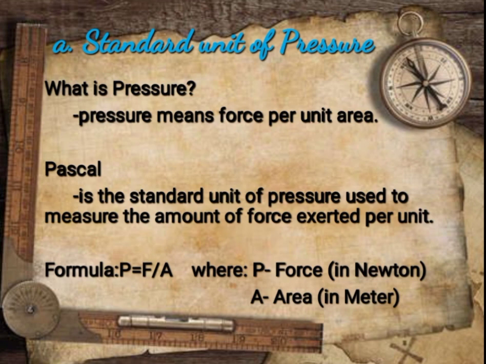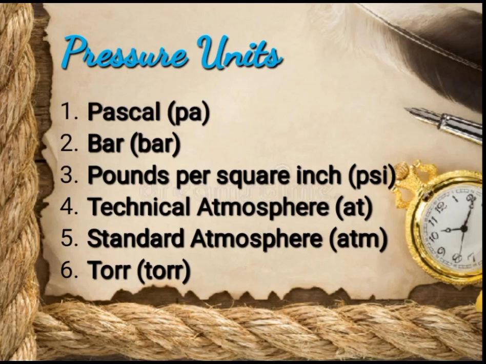So here is the formula. P equals F over A, where F is force in Newton and A is area in square meter. So here are other pressure units. Number 1 is Pascal, number 2 is bar, number 3 is pounds per square inch, number 4 is technical atmosphere, number 5 is standard atmosphere, and the last one is Torr.